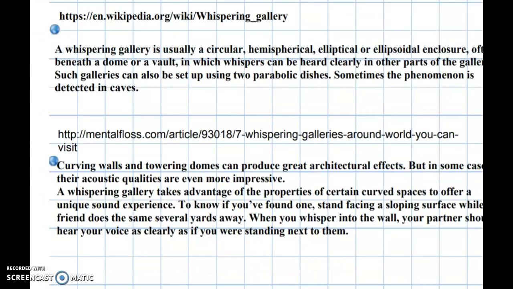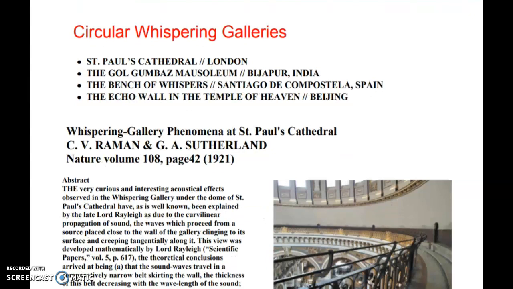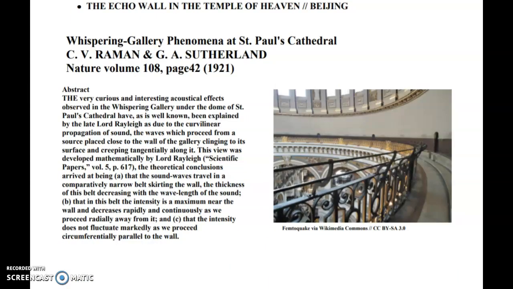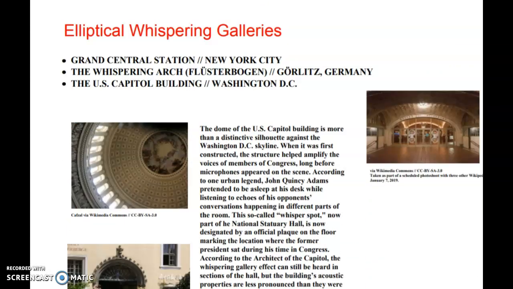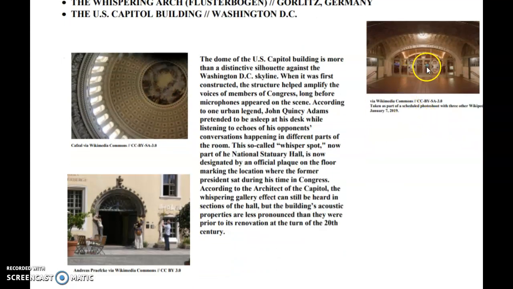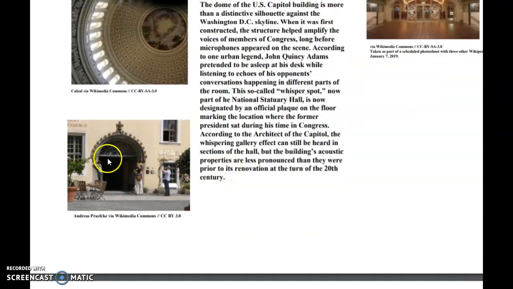Right, here's a whispering gallery. I have this posted in Blackboard, and here are the circular whispering galleries. This one here is St. Paul's Cathedral, right? Is it, by the way, in London? I think it is, right? And then here are others. There's Grand Central Station in New York City, that's this one here. Then here is the U.S. Capitol in Washington. I actually have the Rotunda too. That's on the exam. And then this one here is an arc.